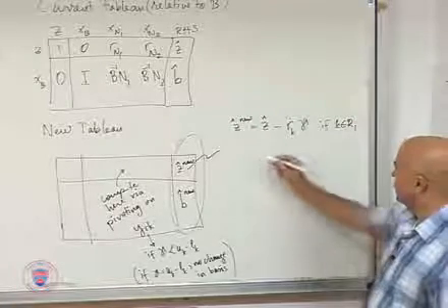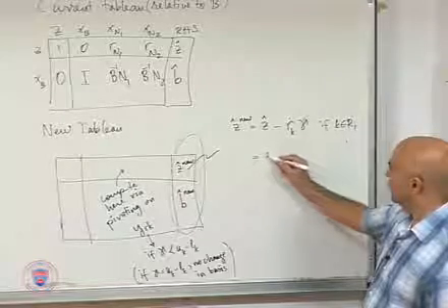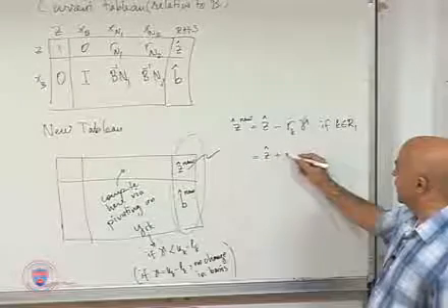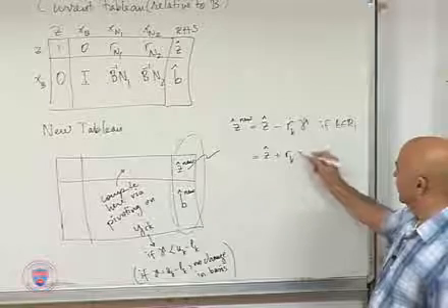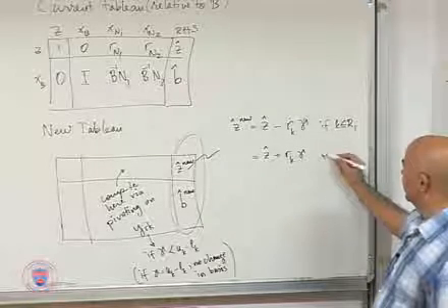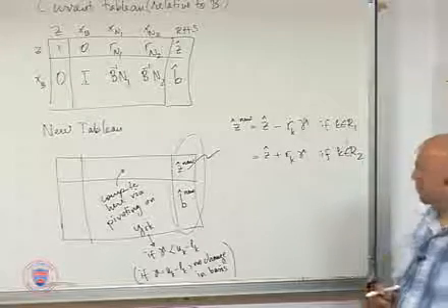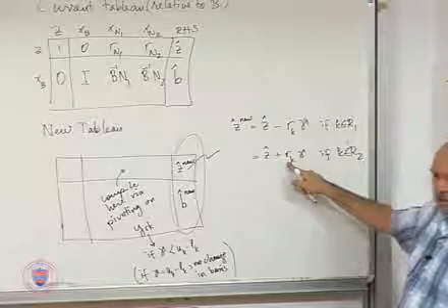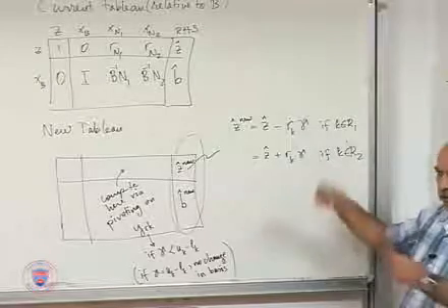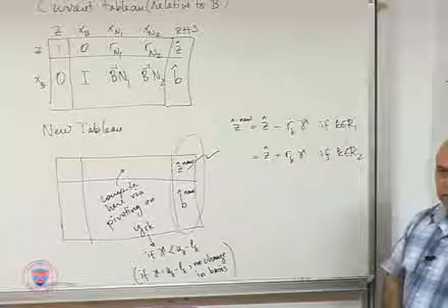What about in the other case? In the other case, it will be z cap plus rk gamma, if k comes from R2. In that case, of course, rk is negative, so gamma is positive, so you're still going down. Okay?